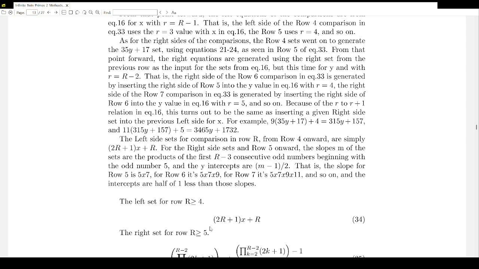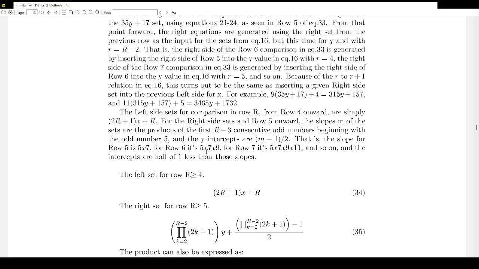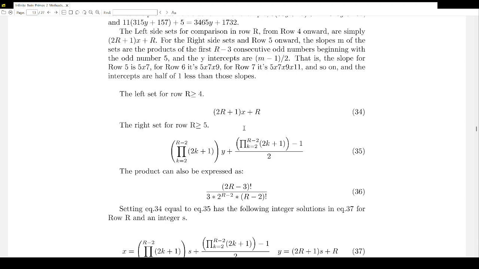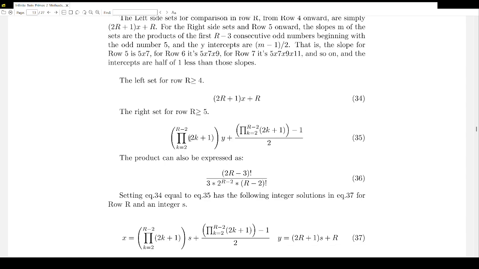And I explained that out loud, but here I'm just talking about 5 times 7 times 9, 5 times 7 times 9 times 11. That was me explaining the odd part for the rows. And so here's our generalized form. The product here can also be expressed this way. So you could turn this product into this form using factorials if you want instead.